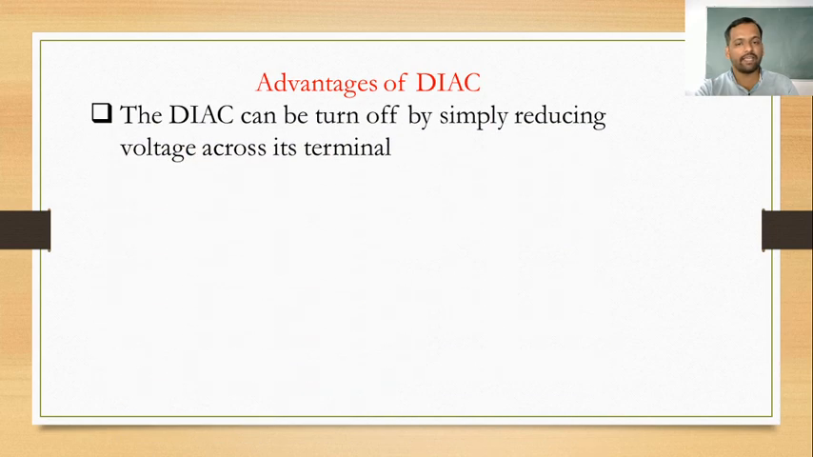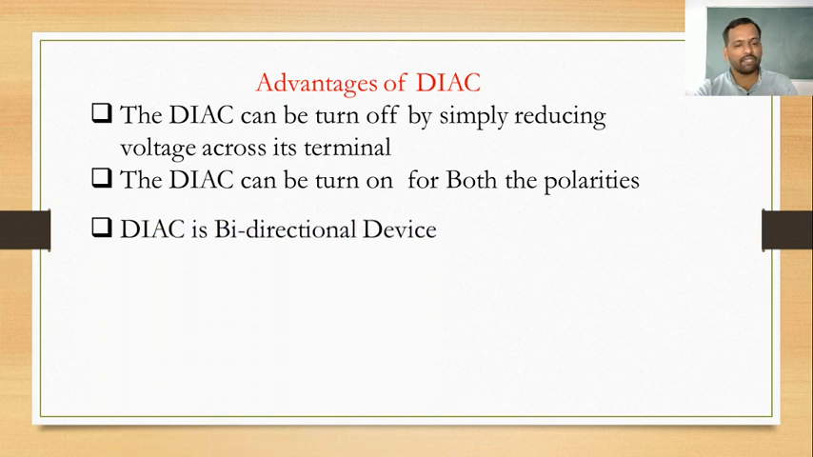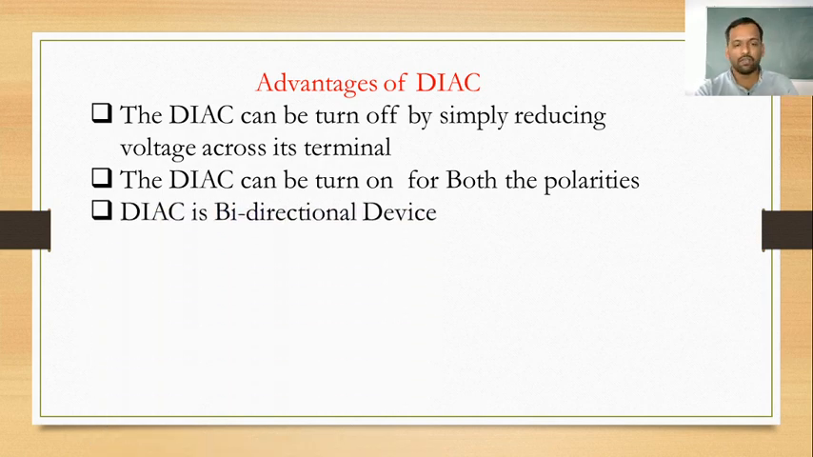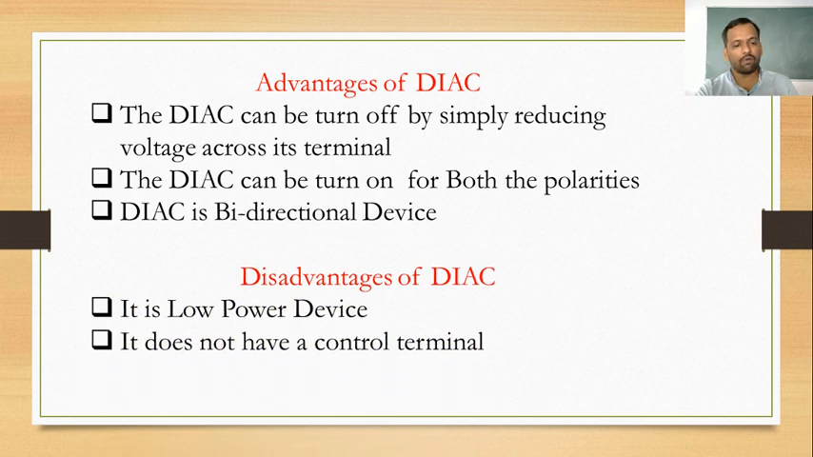Then the advantages of the diac. The diac can be turned off by simply reducing the voltage across its terminals, so there is no requirement of a commutation circuit like in an SCR. The diac can be turned on for both polarities, so there is no question of anode or cathode. If we give any polarity, the diac can be turned on. The diac is a bidirectional device, as we learned already, that current can flow from MT1 to MT2 or MT2 to MT1. The main disadvantages of the diac are that it is a low power device and it does not have a control terminal.